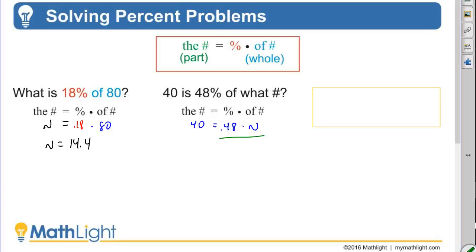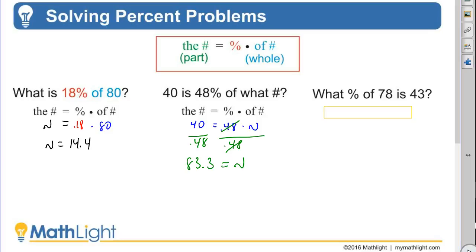How do you solve? Let's isolate our variable. Let's divide both sides by 0.48. So you can take your calculator, punch in 40, divide by 0.48, and you're going to get 83.3 equals n. Now, does my answer make sense? 40 is 48% of what number? Okay, 40 is 50% of 80. Well, it's only 48%, so it's got to be a little bit bigger than 80. It is. The MAMS is happy. It's a good answer.